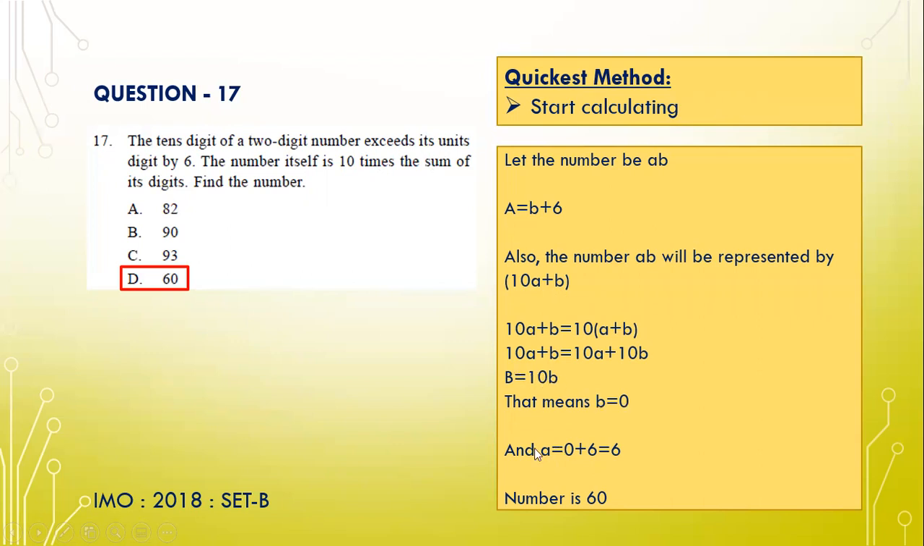So B is equal to 0 and A will be 0 plus 6, which is 6. So the number is 60, isn't it? Because the sum of the digits is 6, and the number itself is 10 times the sum of the digits. So the number itself, 60, is 10 times 6, isn't it? So that's how you calculate this question.